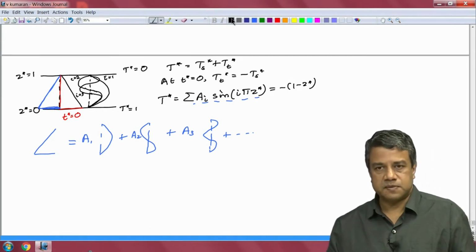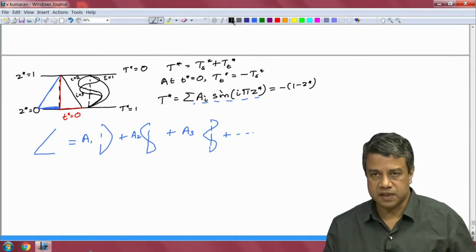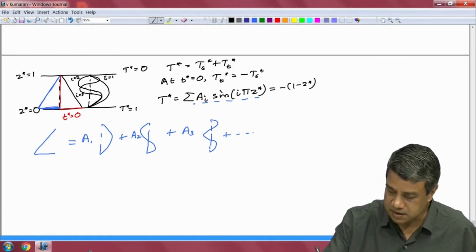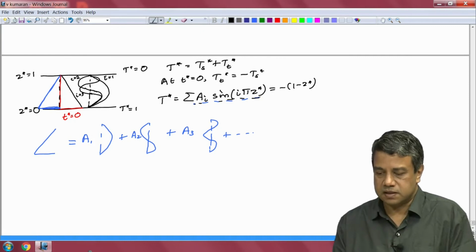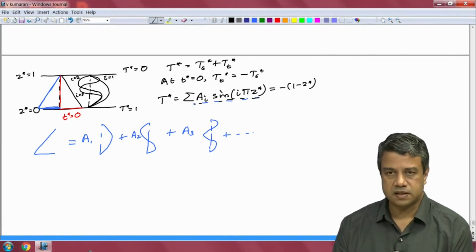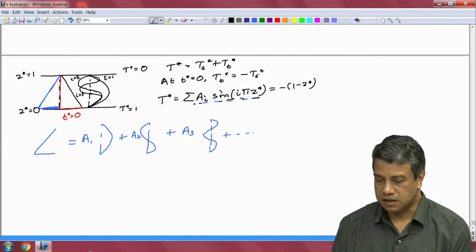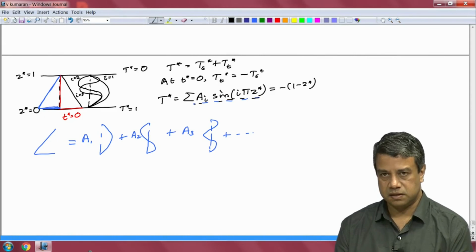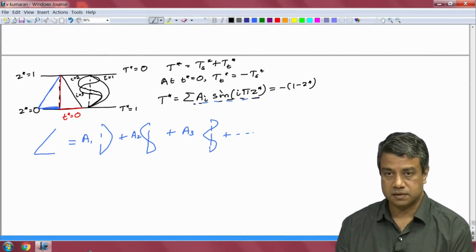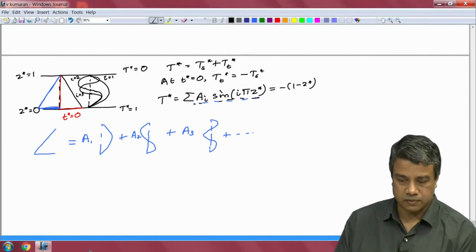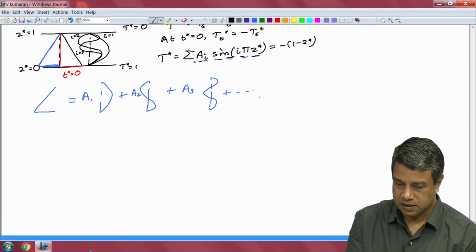So, basically we are expanding this in a series of basis functions. These basis functions for this particular configuration are sine of I pi z, and we are getting the coefficients such that the infinite sum of these basis functions is equal to this initial condition, which could be discontinuous. So, that is physically what we are doing when we do this similarity solution.